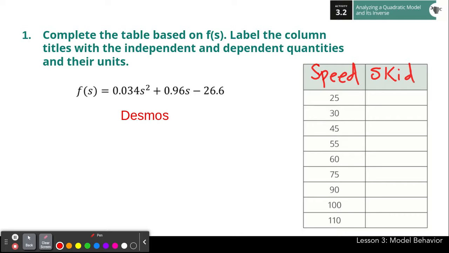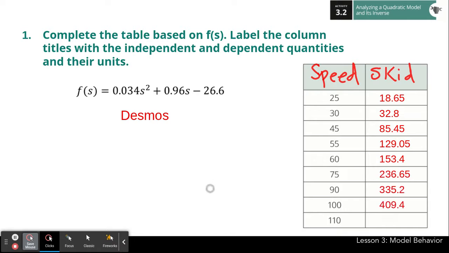So when a car is going 25 miles per hour, the skid marks will be 18.65. When the car is going 30 miles per hour, let me erase that real quick, it's bothering me. We've got 32.8 feet of skid marks, and so on. So pause this and get that written into your table.